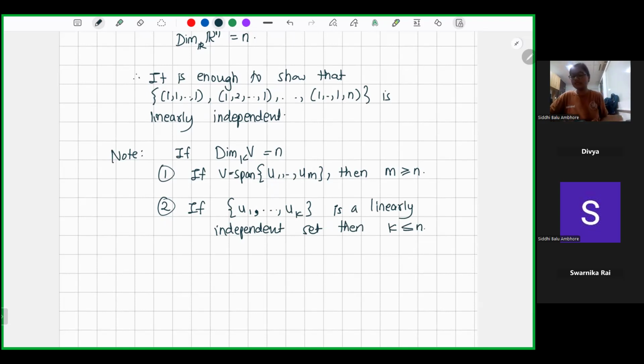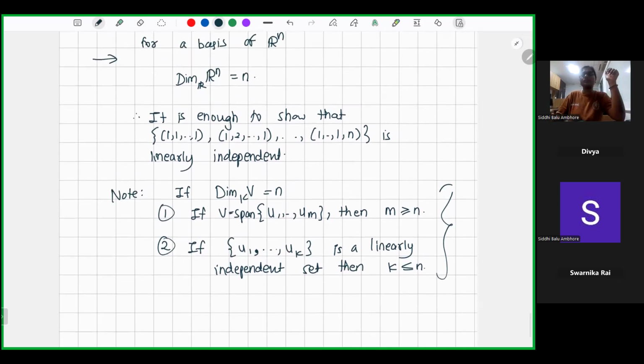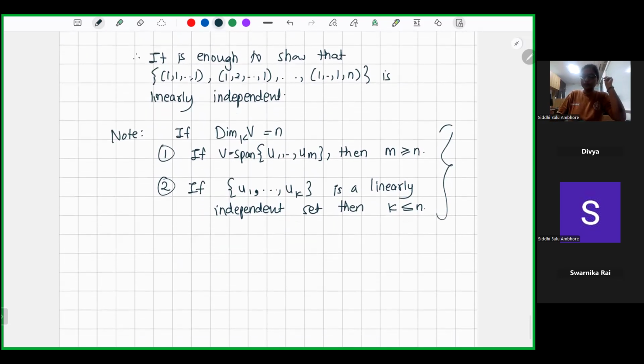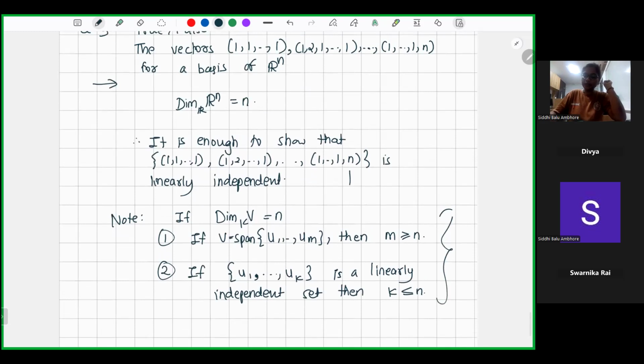Is it okay to assimilate that these two actually hold? These two are properties of finite dimensional vector space. You can check, and you can try to prove this as well. You can easily prove this. So what we have here now is that this is set of cardinality n, and if I prove that it is linearly independent, then I'm done.